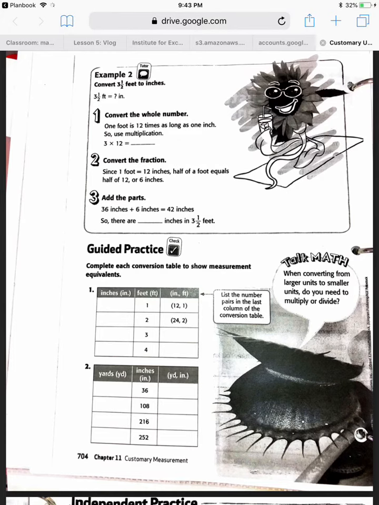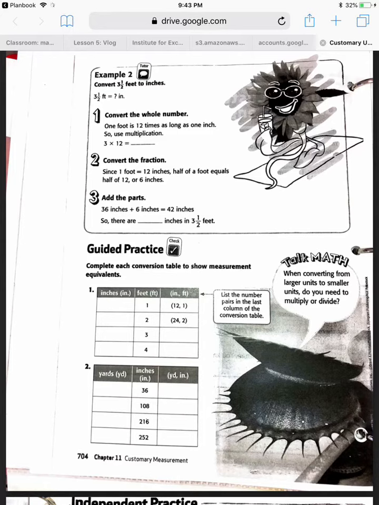Let's go on to the next page here where it says convert 3.5 feet to inches. Well, this is something we might need a calculator for. This walks it through one way, and then we'll go back to the way that I had reviewed with you.